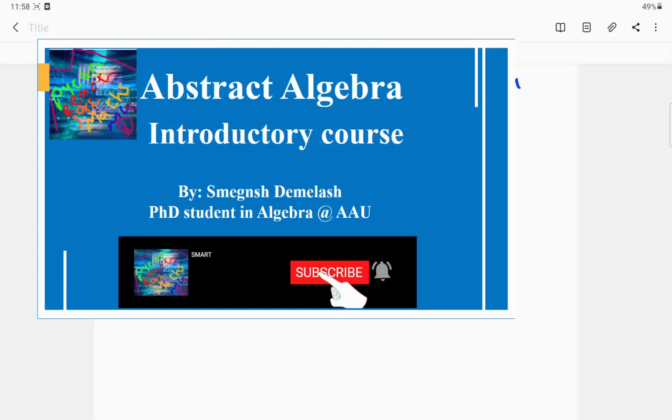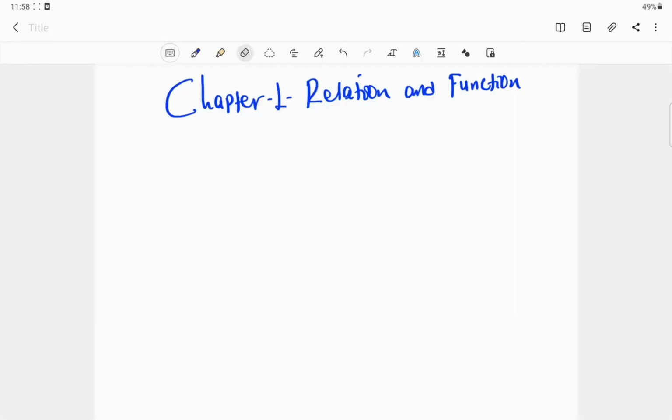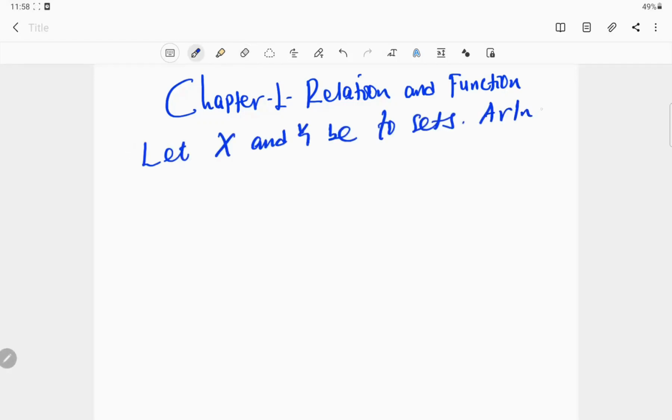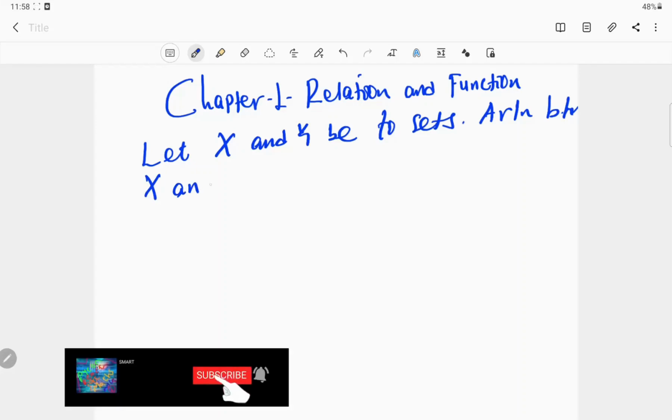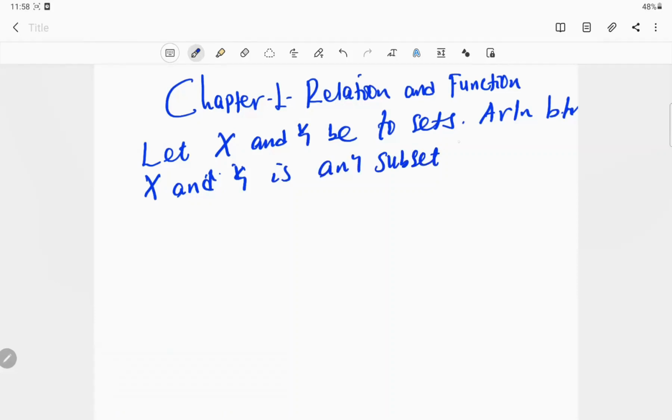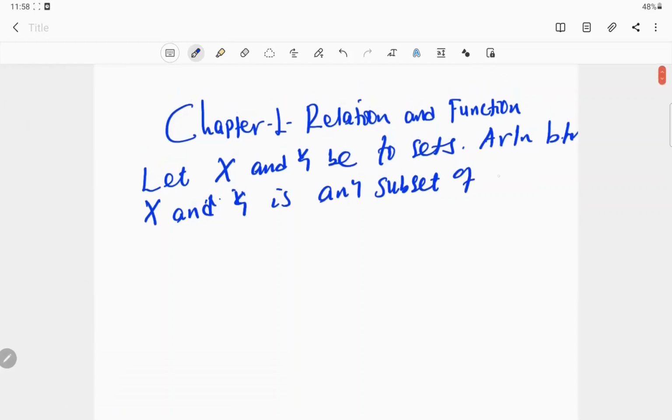So the first chapter is relation and function. Let's define what a relation means first. A relation between x and y is any subset of the Cartesian product of x and y, x cross y.